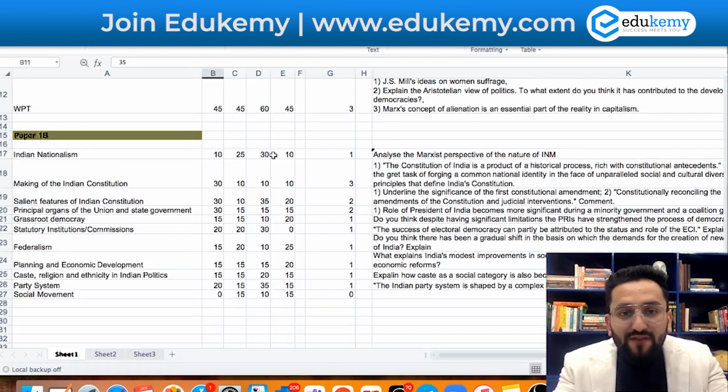Internationalism 10, 25, 30, 10. Analyze Marxist perspective, ek question aya. Making of the constitution say 30 marks. This is a change. 10, 10, 10 and now 30 marks. Right? Then you have salient features, 30 marks. These are the questions which are asked.